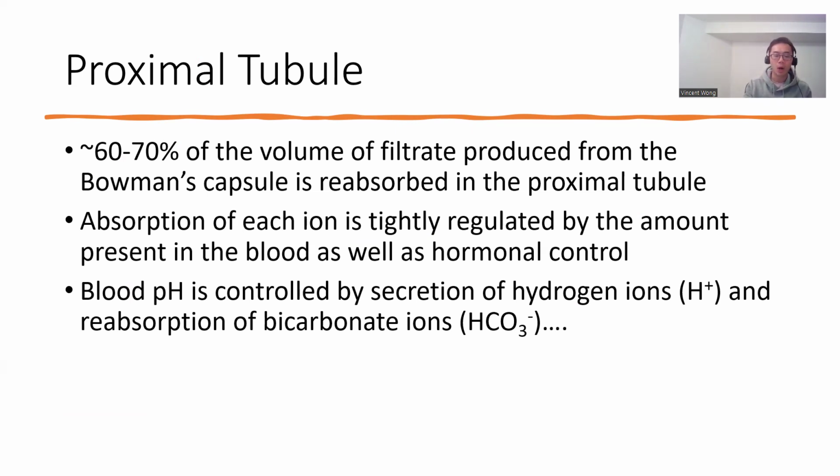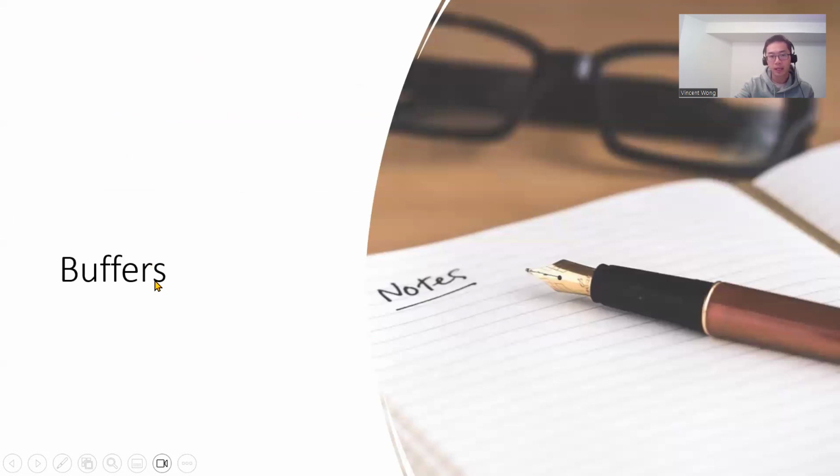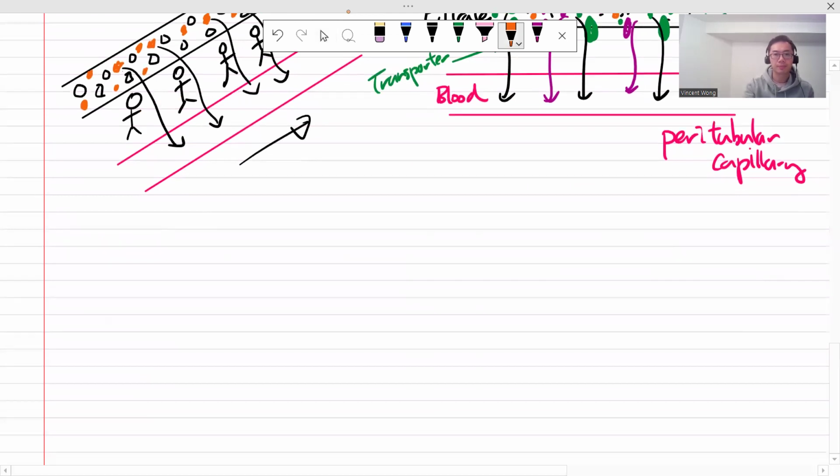And one of the functions of the kidney in terms of maintaining homeostasis is to control the pH of the blood. And that was in the second slide, I believe. And part of the regulation happens here in the proximal tubule. Okay, so blood pH is controlled by the secretion of hydrogen ions and reabsorption of bicarbonate ion. And to understand this, I need to give you a quick note on buffers. Okay, buffers.